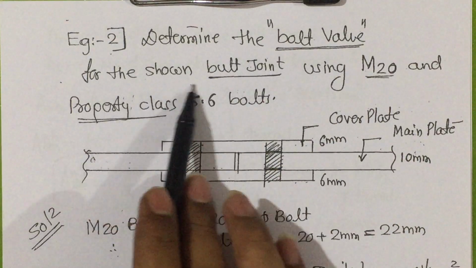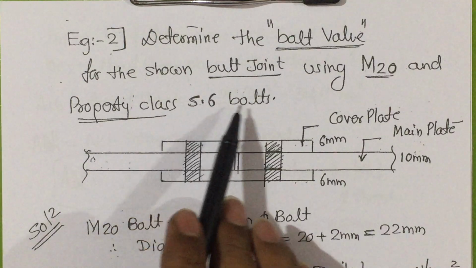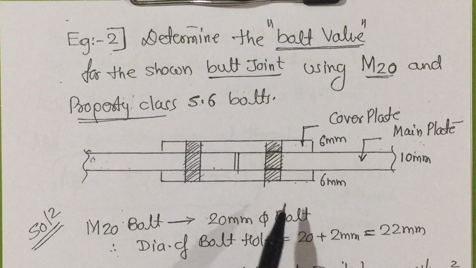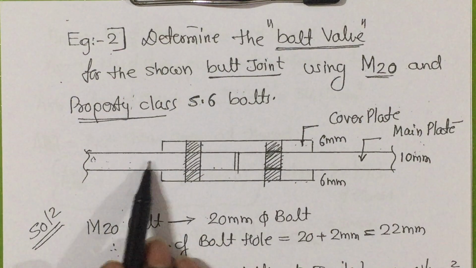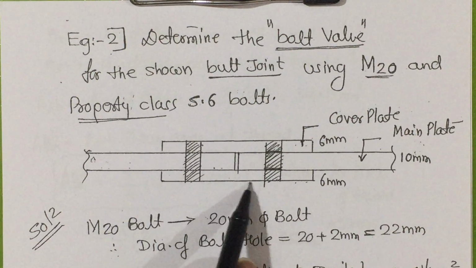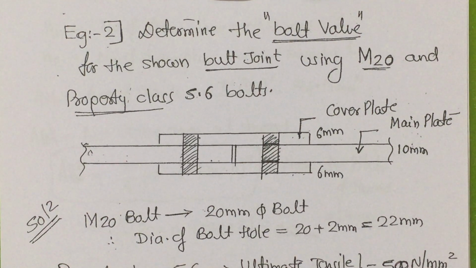Determine the bolt value for the shown butt joint using M20 and property class 5.6 bolts. The diagram is given. Here we can see the main plates of 10 mm thickness and the cover plates of 6 mm thickness. First read the problem and gather the data.